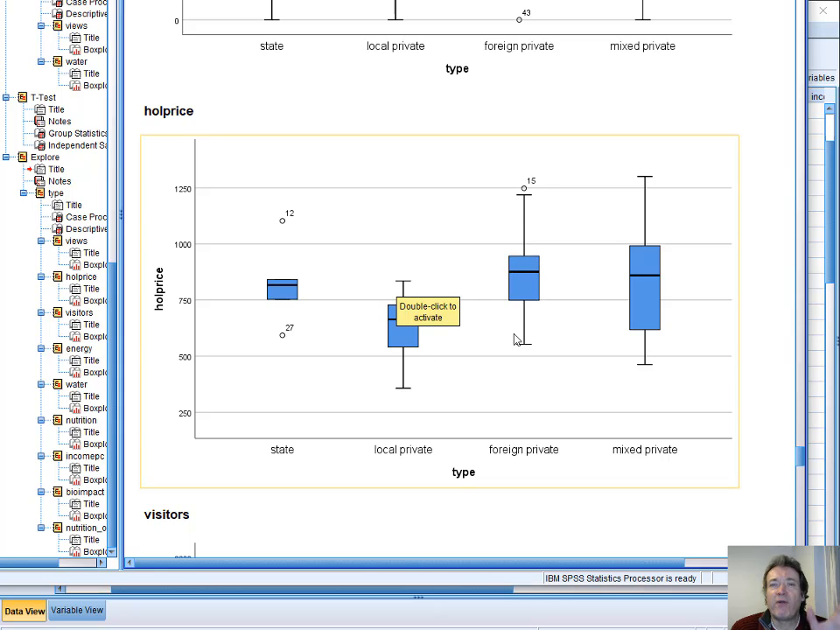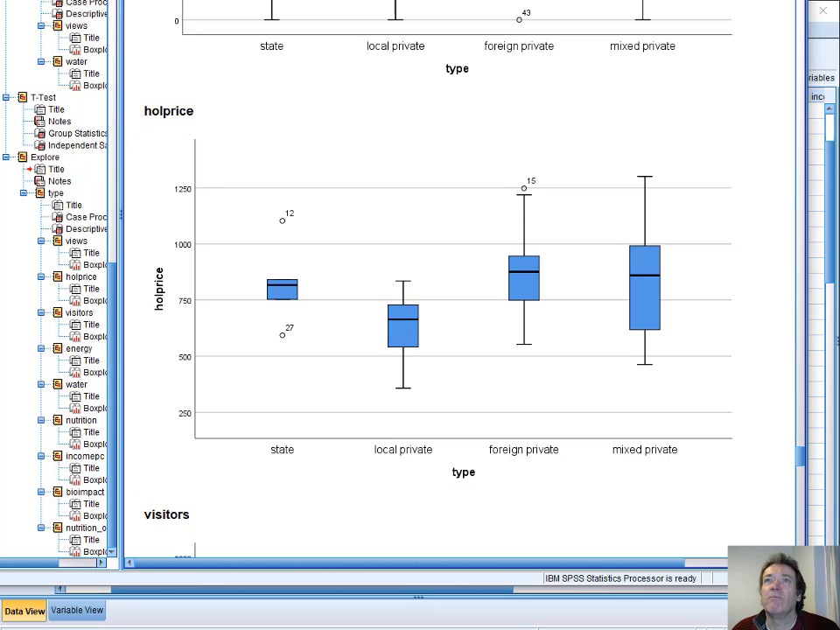So is it true that the foreign private firms are charging more on average for holidays than local private firms? Why do we need to do a test? Because I can see on the screen here it's different between the companies in my sample of 60. Now I'm going to do the test to find out, does that hold outside the sample of 60 in the whole population? Is there evidence of that? So bring up my test.